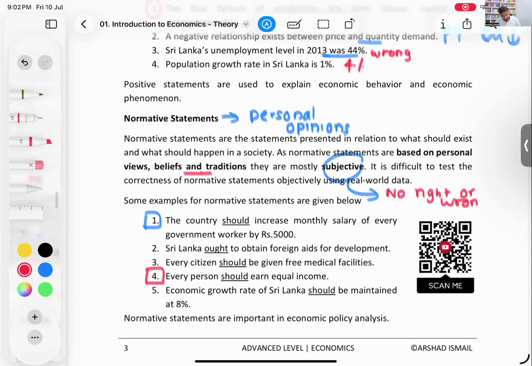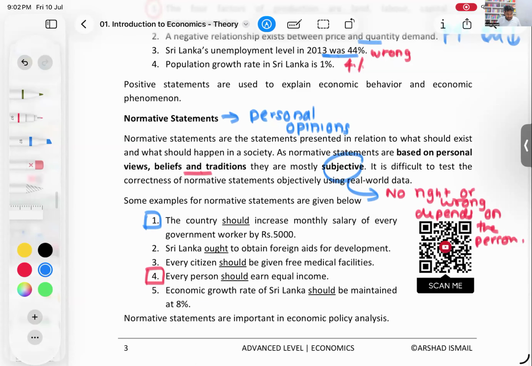It depends on the person. Subjective means, Lamai, it depends on the person. So you're saying we should do this. I am saying, no, sir, we should not do this. That's called a normative statement. Then what is a positive statement once again?